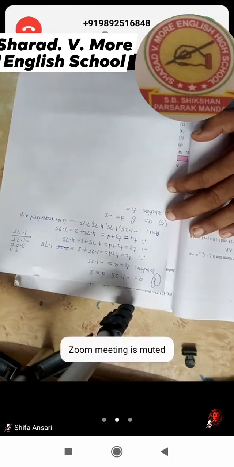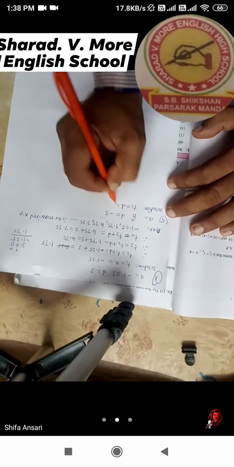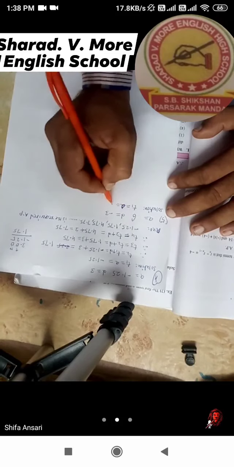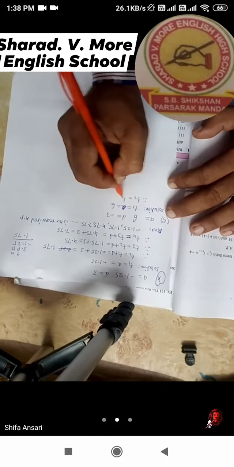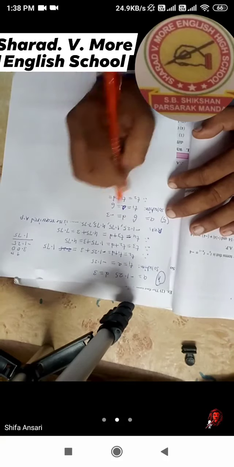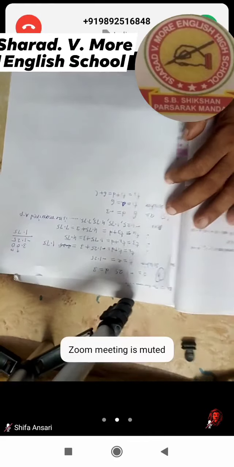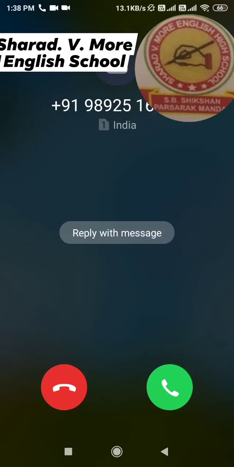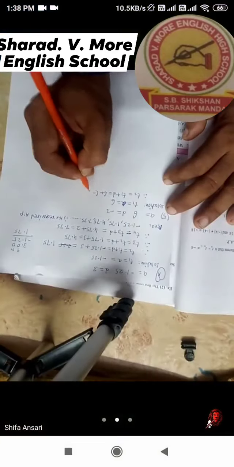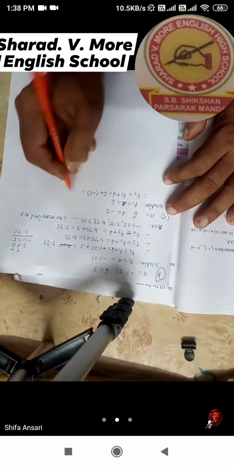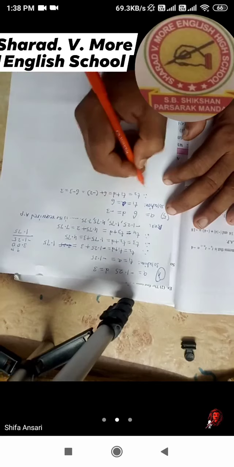T1 is equals to A and A is equals to 6. Now T2. T2 is equals to T1 plus D. So here T1 is equals to 6, plus -3. So this is equals to 6, now open the bracket, plus minus minus. 6 minus 3 is equals to 3.